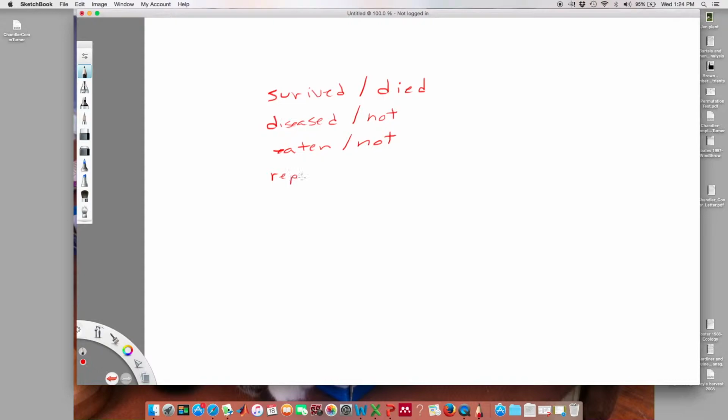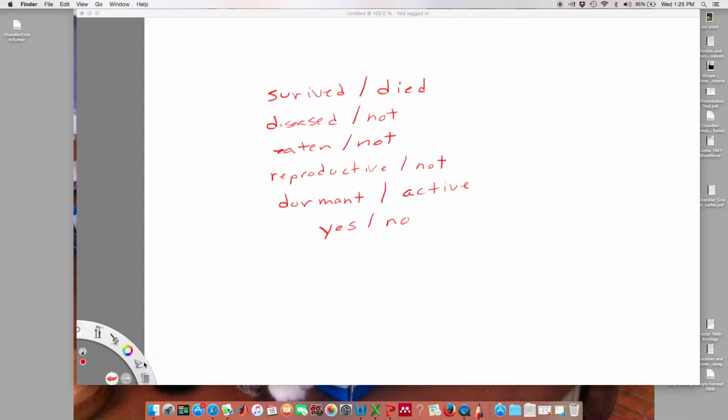Reproductive or not. Dormant or active, if you're talking about an organism that goes through dormancy. And of course, always yes or no, if it's a simple yes or no question. So they're really interesting. These interesting nominal y variables that we want to study are often a function of a continuous x variable. And that's what we're looking at with a logistic regression.